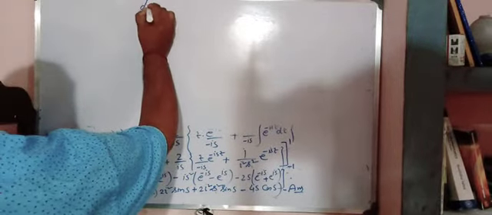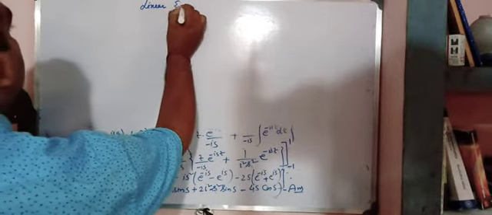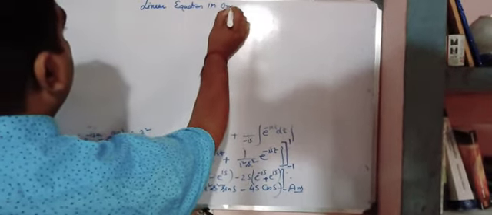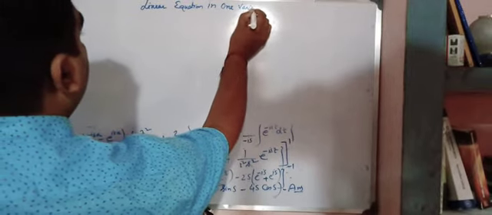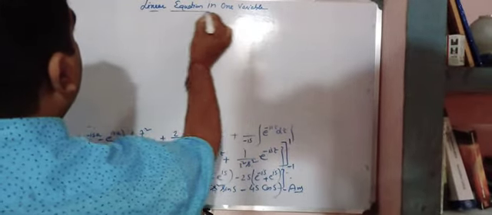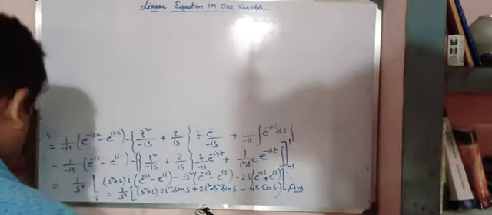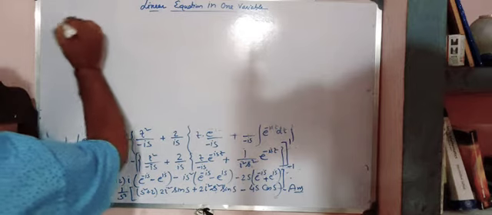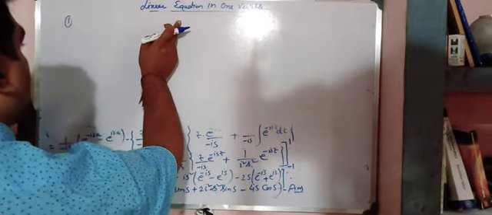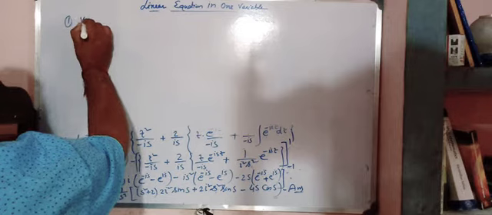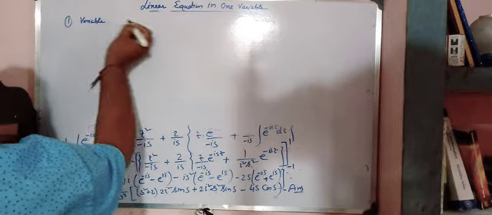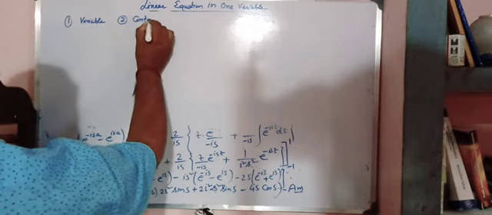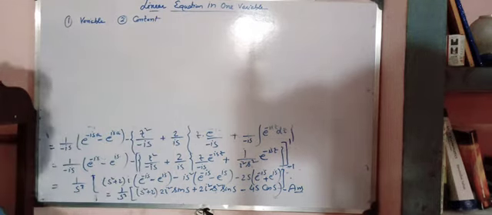Linear equation in one variable. Now to know about linear equation in one variable, first we have to know what is a variable, next what is a constant. Okay.